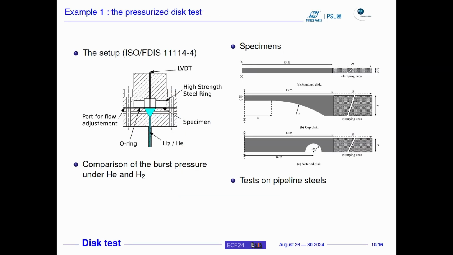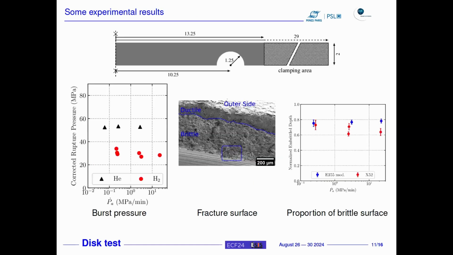And here I show you a first example. So that's the pressurized disc test. So it's a normalized test. So you have a device where you put a disc here, that's the black part. And on one side, you pressurize either with helium or hydrogen. And what you measure is the pressure at failure. So this is the specimen of the standard, and we developed an alternative specimen. And we did the test on pipeline steels, one modern and one vintage, but we got very similar results in there.